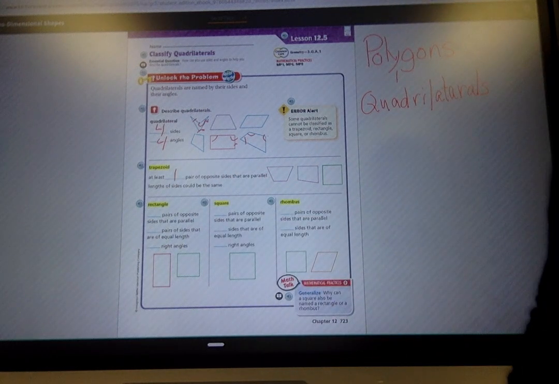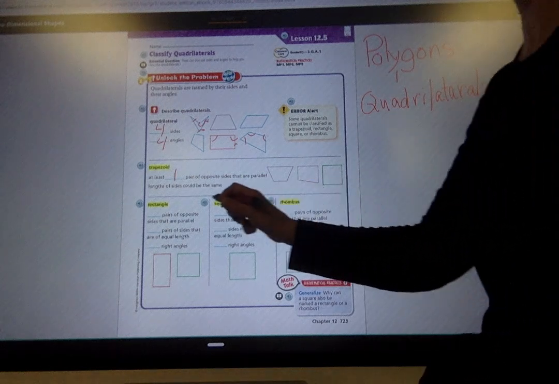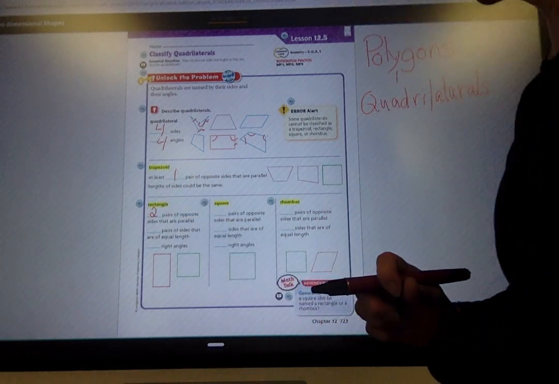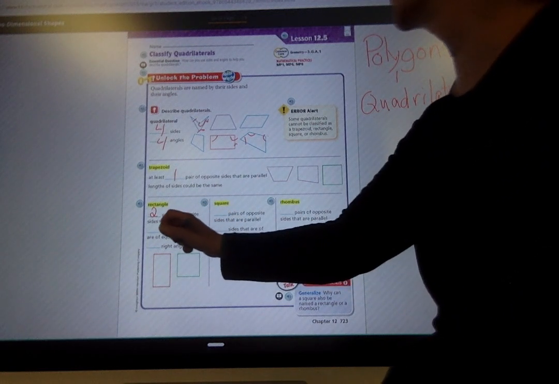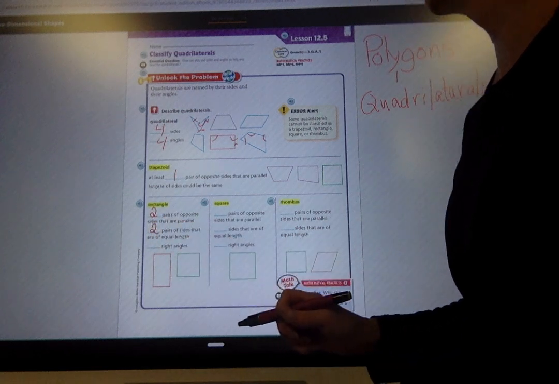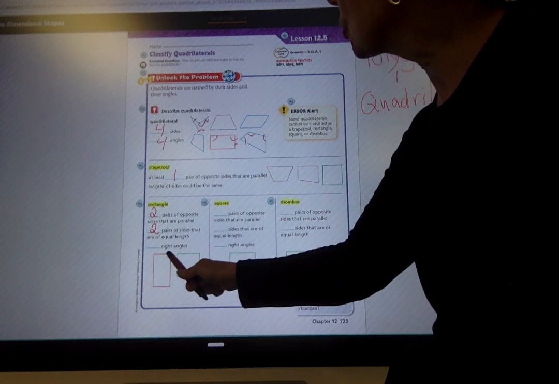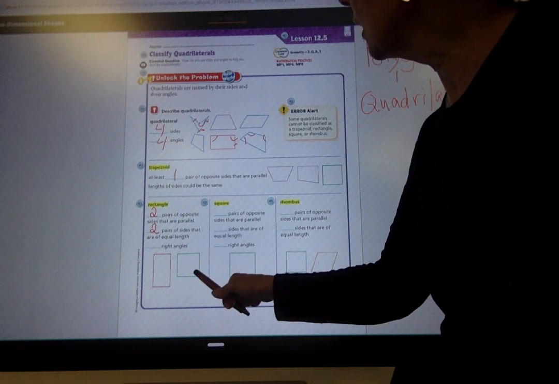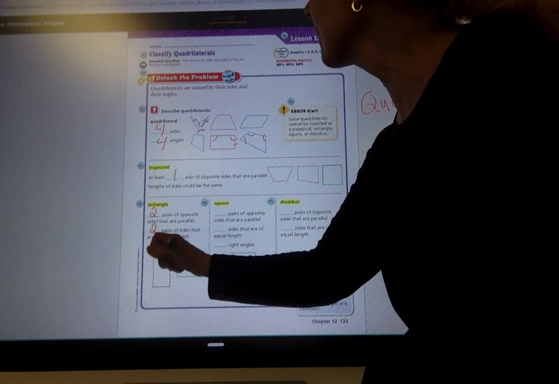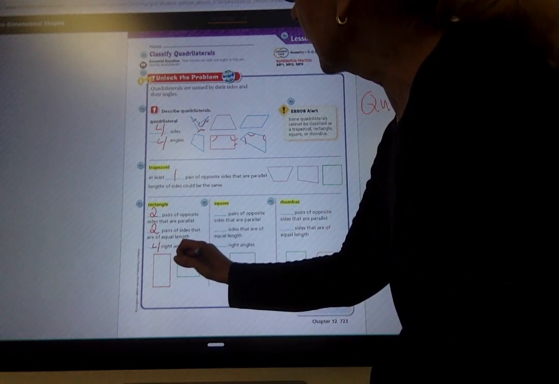There's also something called a rectangle. And now this is interesting. With a rectangle, you must have two pairs of opposite sides that are parallel and two pairs of sides that are equal length. And you must have 1, 2, 3, 4 right angles. They cannot be greater than right or less than right. They have to be right angles.